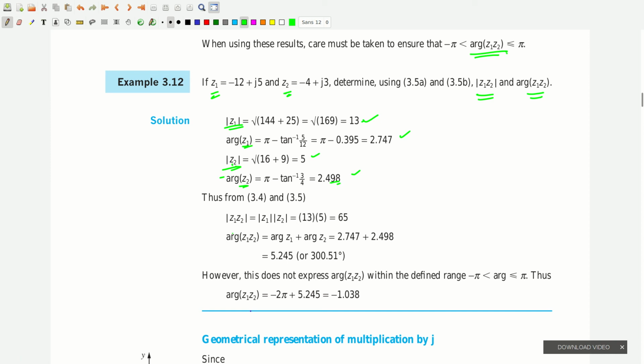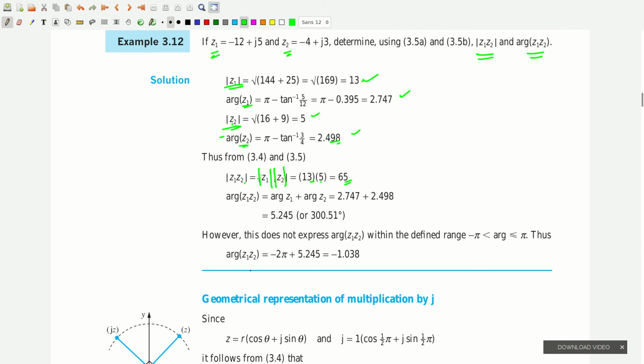So if we want the modulus of Z1 times Z2, we have already seen it is just the modulus of Z1 times the modulus of Z2, which is 13 times 5, which is 65. And then this one here is going to be the argument of Z1 plus the argument of Z2, which is this plus that, which gives us that or that.